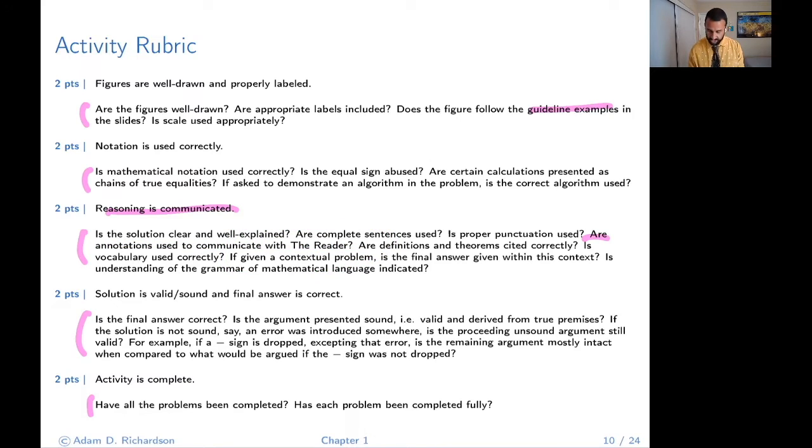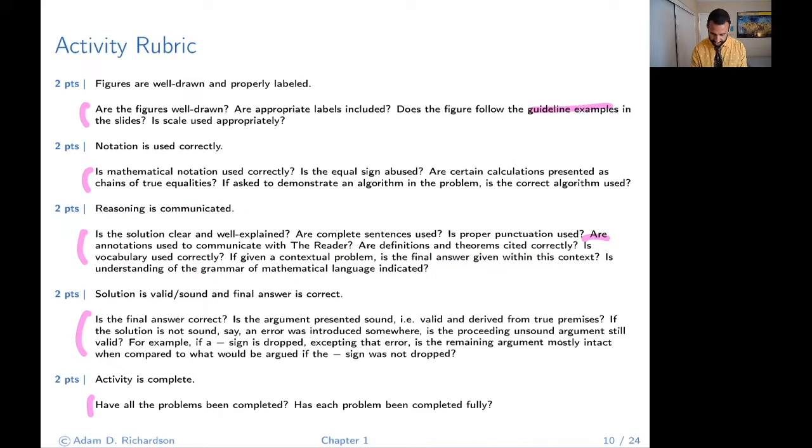What else is there? Are definitions and theorems cited correctly? Is vocabulary used correctly? Here we go. We were talking about this in the previous lecture, right? If given a contextual problem, is the final answer given within this context? Look back. Wait, was that the previous lecture? No, I think that was this lecture. Is understanding of the grammar of mathematical language indicated? We'll talk about that more as the course goes on, mathematical language and grammar.